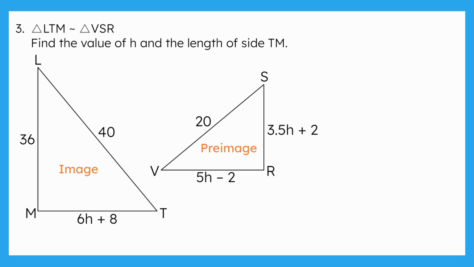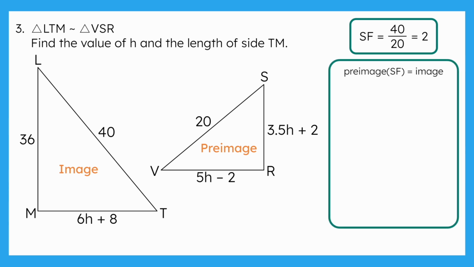The only pair of sides that doesn't include a variable is LT and VS. So, now that we've labeled our image and pre-image, the ratio for our scale factor is 40 over 20, or 2. When we put the values into their positions in our equation, we have the quantity 3.5h plus 2, all times 2, equals 6h plus 8. We'll distribute to simplify the left side, get our variables together on the same side, and solve for h using inverse operations. H equals 4.